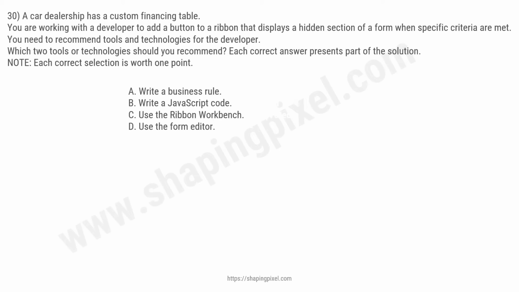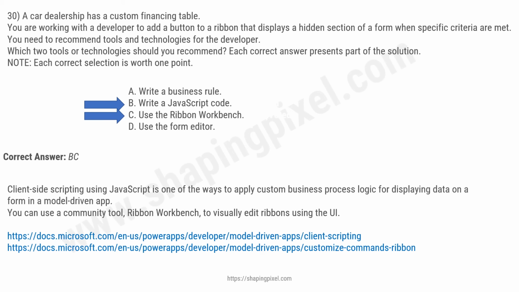So the right answer here is option B, write JavaScript code, and option C, use the Ribbon Workbench. Client-side scripting using JavaScript is one of the ways to apply custom business process logic for displaying data on a form in a model-driven app. You can use a community tool, Ribbon Workbench, to visualize and edit ribbons using the UI.